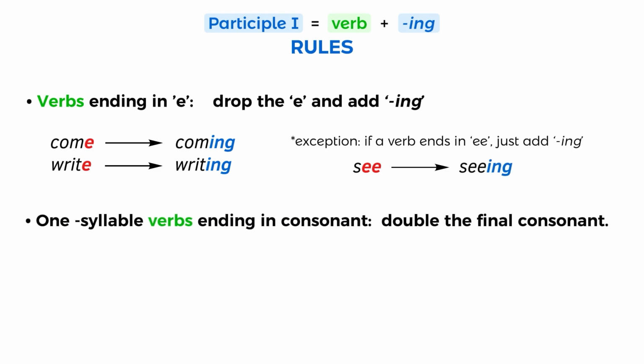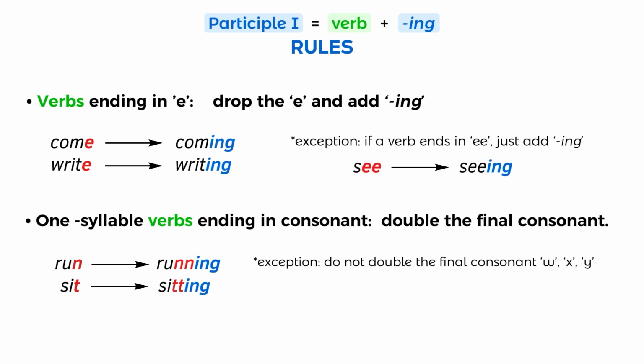One-syllable verbs ending in a consonant double the final consonant. Run becomes running. Sit becomes sitting. Exception: do not double the final consonant w, x, y. Fix becomes fixing.